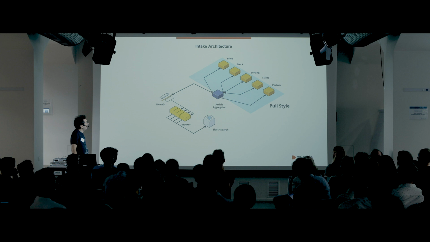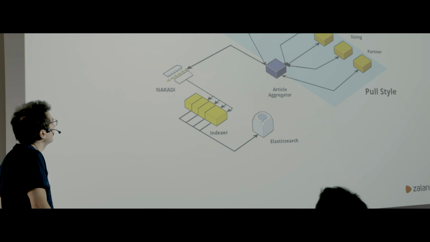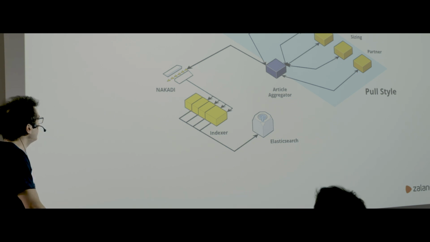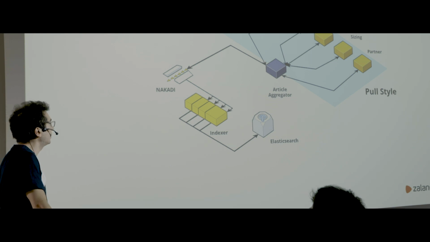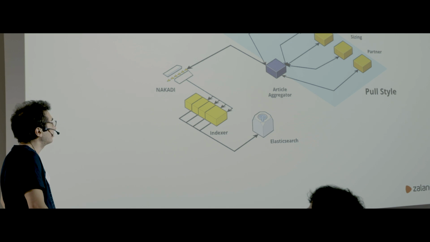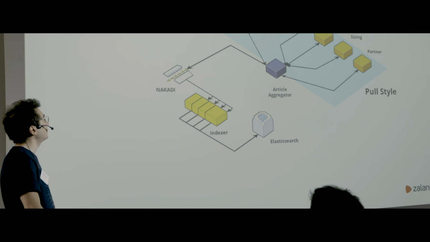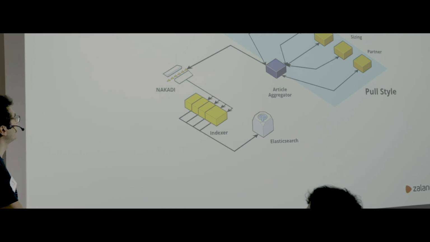So we have an article aggregator in Zalando. Lots of teams are using it. It aggregates data from different sources like price, stock, sorting, sizing, and partner. As you see, also sorting. So it was pulling data from different services, and then sending data to Nakadi, which is an open source solution from Zalando. It's an HTTP layer on top of Kafka, a queuing mechanism. And then our intake layer, like the indexer, was consuming directly from this and putting it into Elasticsearch. It means whenever we wanted to change something in sorting, we had to trigger the article aggregator, and it has to go to the price, stock, sorting, sizing, and partner.